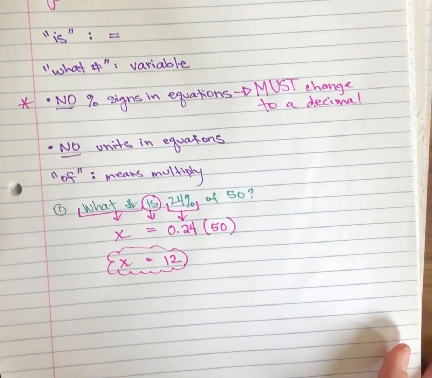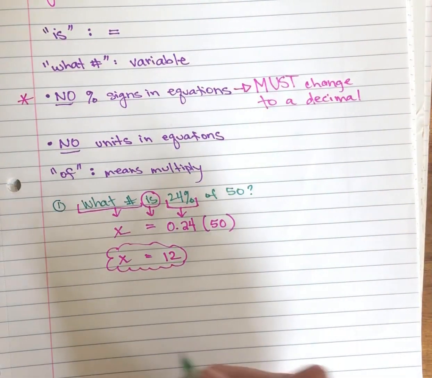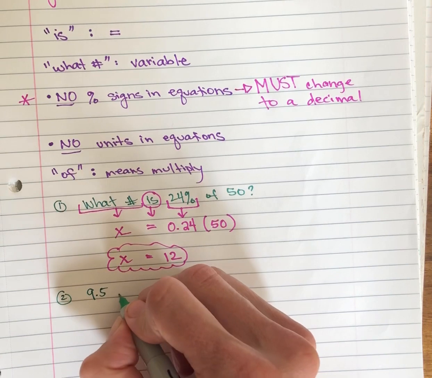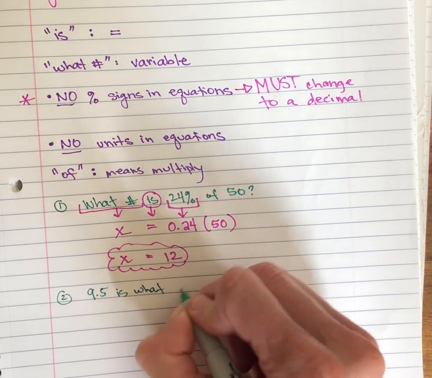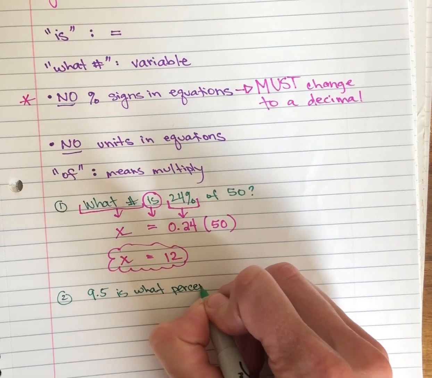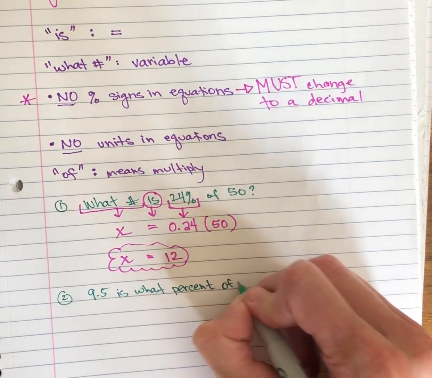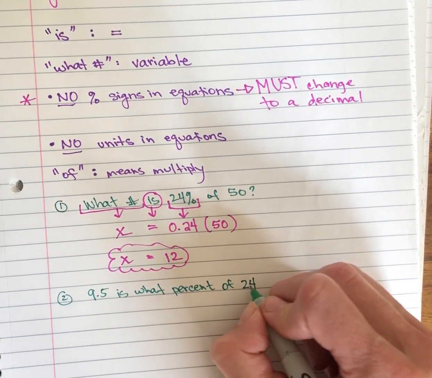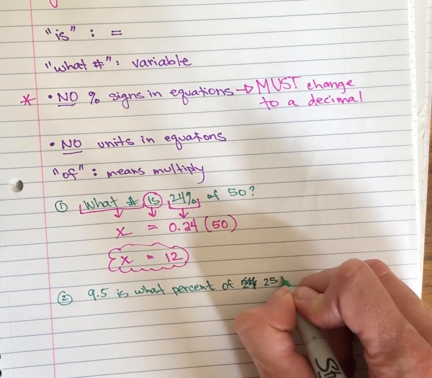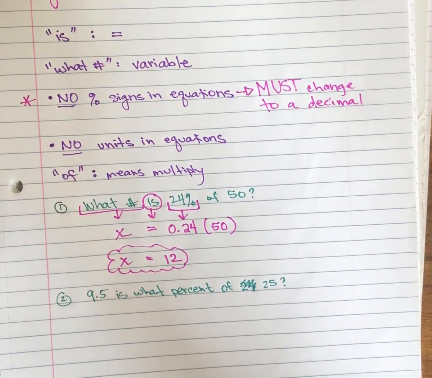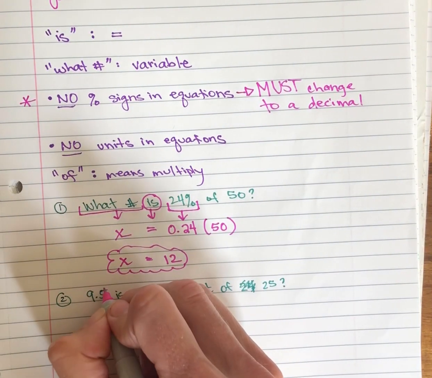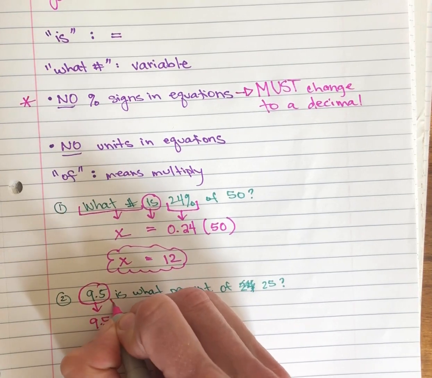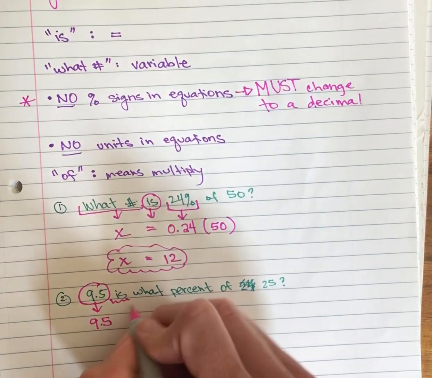Okay, if you need to work that off to the side, you can do that. Okay, so that's a simple equation. Let's look at one that's a little more complicated. Number 2, 9.5 is what percent, this is gonna be a little tricky, of 25? Oops, I wrote 24 and I said 25. Let me change that. There we go. Okay, so let's do our translating. 9.5, nothing to worry about there. Drop it in. The word is, remember, that's equals.